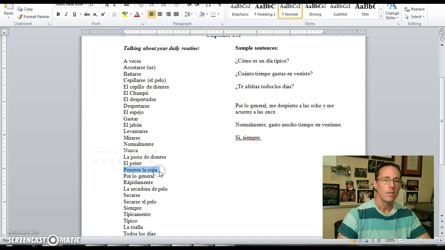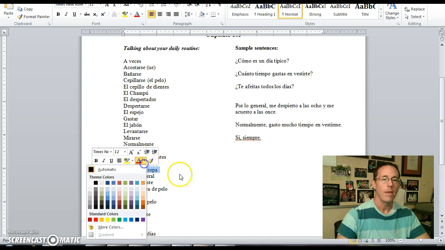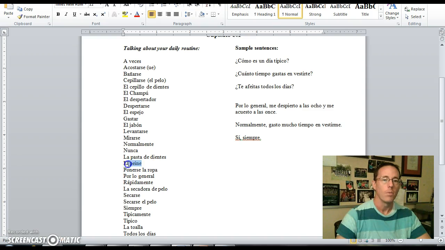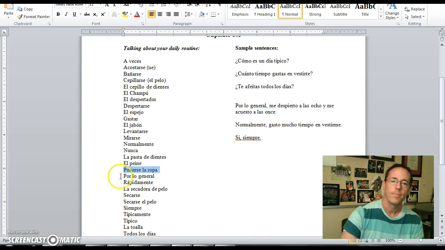El peine is hair. Ponerse la ropa. I'm sorry, that was incorrect. El peine is a comb. My mistake. I was looking up here. I was looking at the word for hair up here somewhere. There it is, pelo. I was staring at that word while thinking of this word. So yeah, el peine is comb. Ponerse la ropa is to put on clothing.